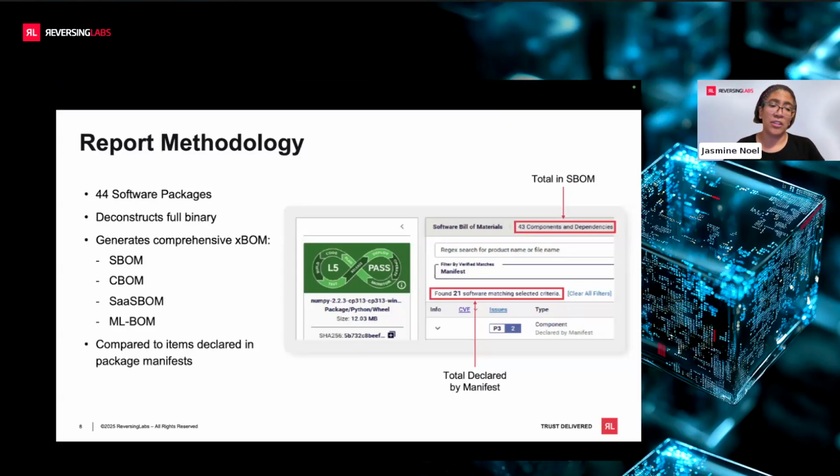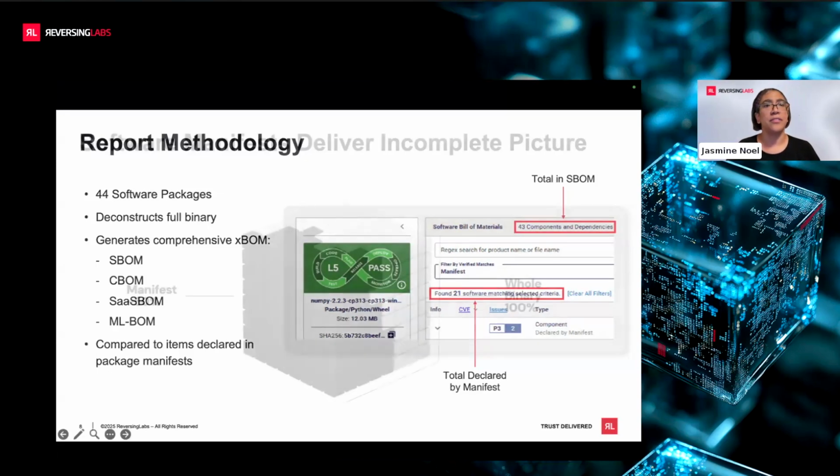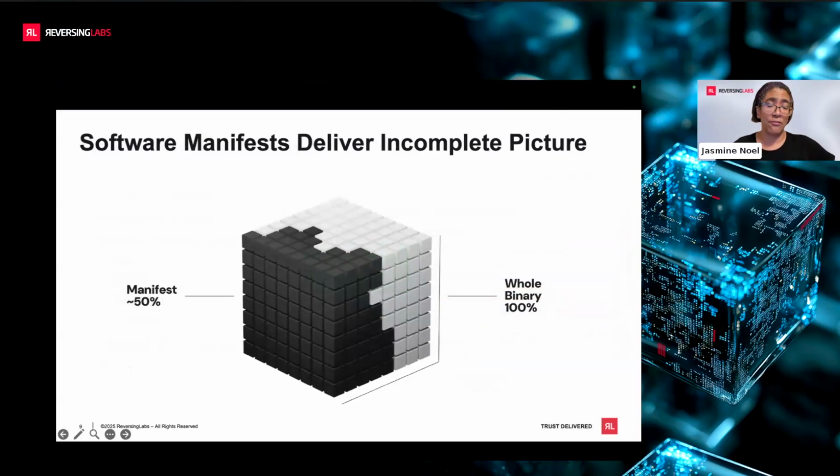And then we compared the number of items that we found to those in the manifests. The big takeaway is, if you're only depending on the software manifests in your package to understand what you're getting in this thing, you're missing about half the picture. And that's a pretty large number. Dave, is this a surprising stat for you?